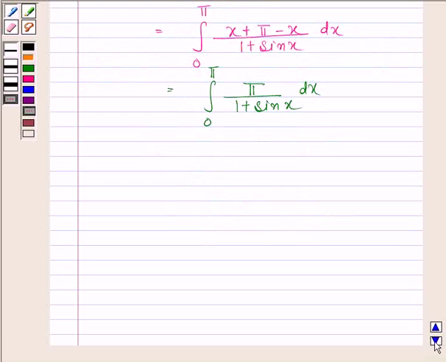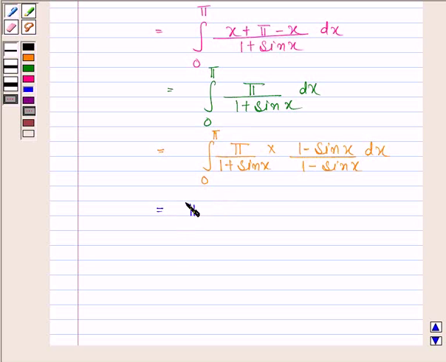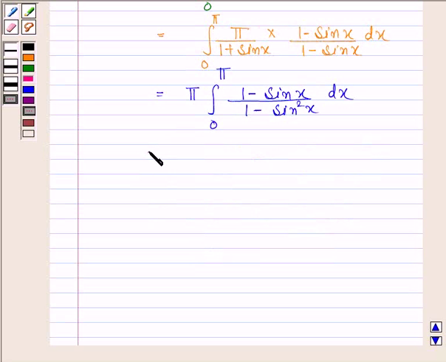Now we will multiply the numerator and denominator by 1 minus sine x. So we have integral of pi by 1 plus sine x into 1 minus sine x by 1 minus sine x, where the lower limit is 0 and upper limit is pi. Now this is equal to pi into integral of 1 minus sine x by 1 minus sine square x from 0 to pi. We know that 1 minus sine square x is equal to cos square x. So this is equal to pi into integral of 1 minus sin x by cos square x from 0 to pi.